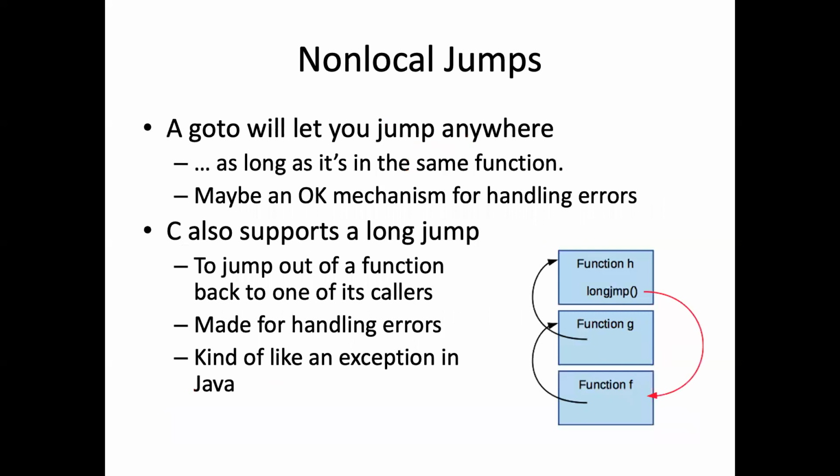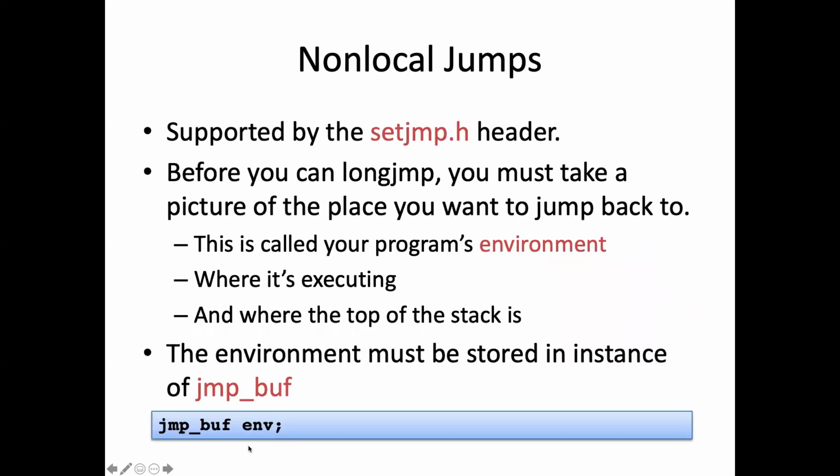Let me back up so I can point to this little picture. Essentially, you want to be able to say, kind of like a try block in Java, if anything goes wrong, jump back to here. And to do that in Java or C, you have to remember where to jump back to if something goes wrong. This is a variable type that can remember that. So a jmp_buf is like a picture of where you were in the code and what's on the stack.